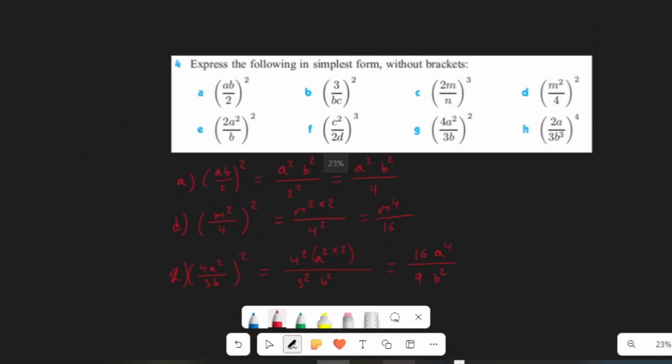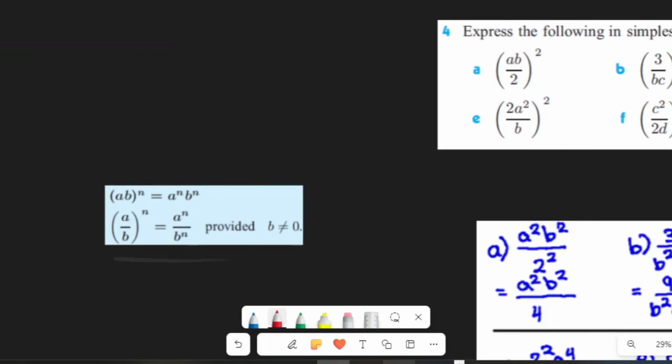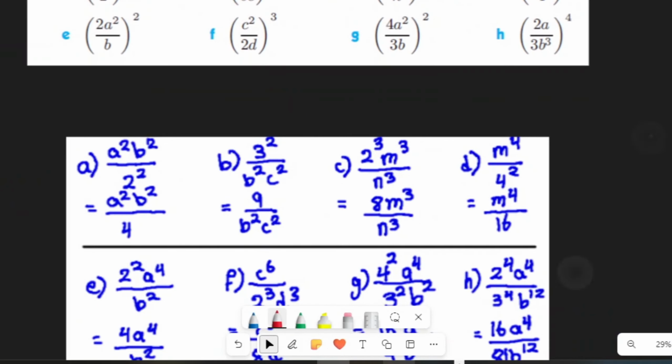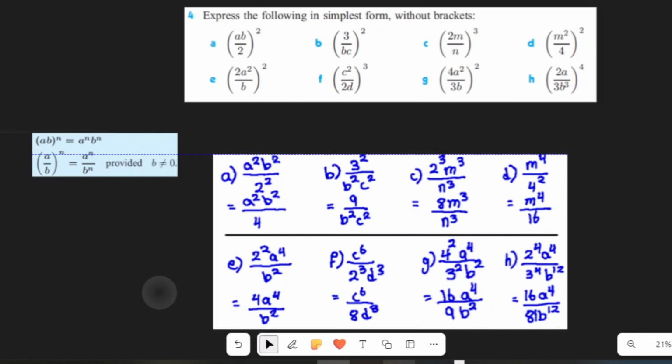I'm going to give you a few seconds, try and solve the rest, and then I'll show you the answers. 3, 2, 1, and here are the answers for you with the rules if you need them. Hopefully you got them all right.